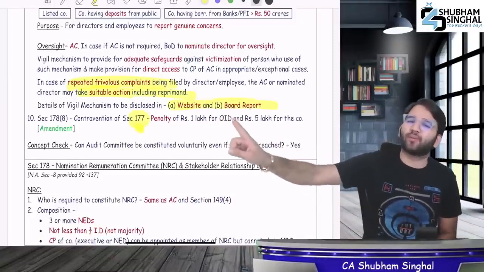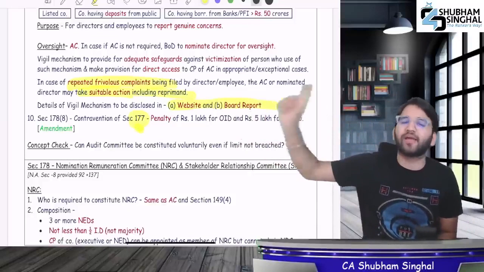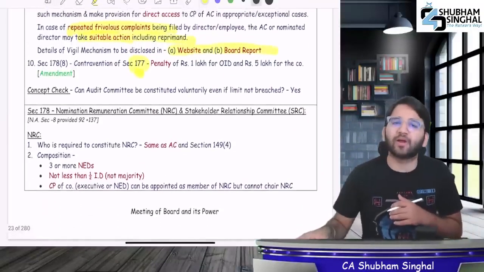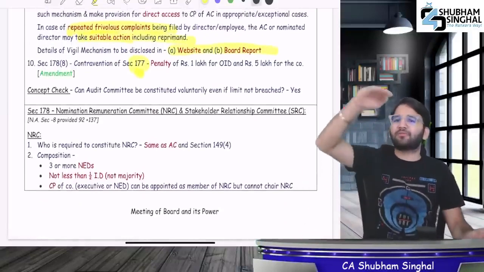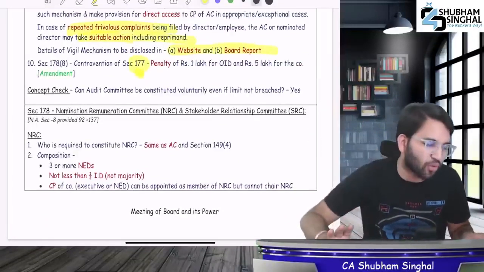1 lakh rupees has to be paid by the officer in default and 5 lakhs by the company. It's a fixed and a very important penalty. The OID must pay 1 lakh rupees and the company must pay 5 lakh rupees. Tell me something. Your paid up share capital should be 10 crores or more, turnover 100 crores or more, or loan 50 crores or more.